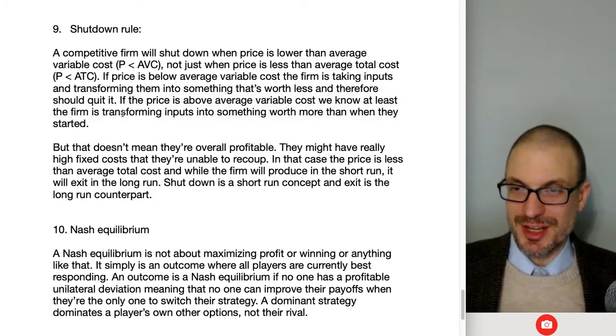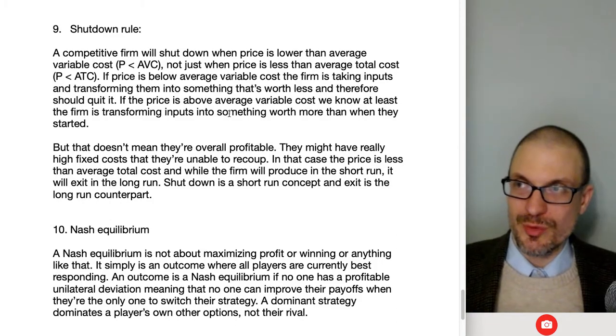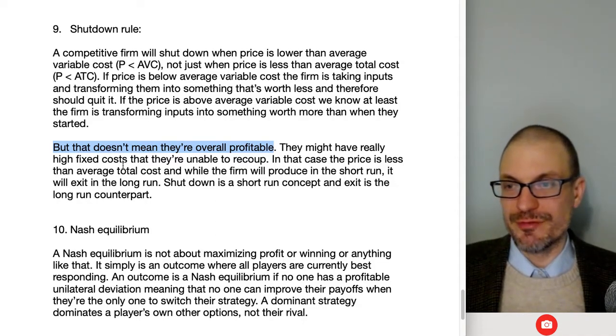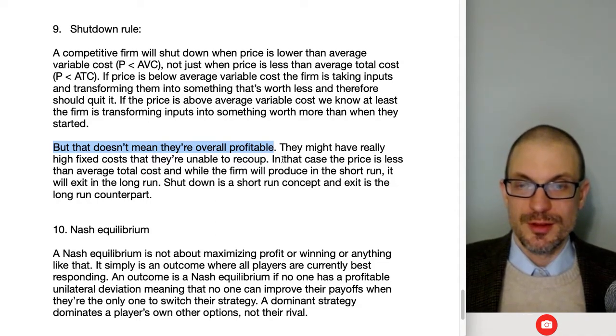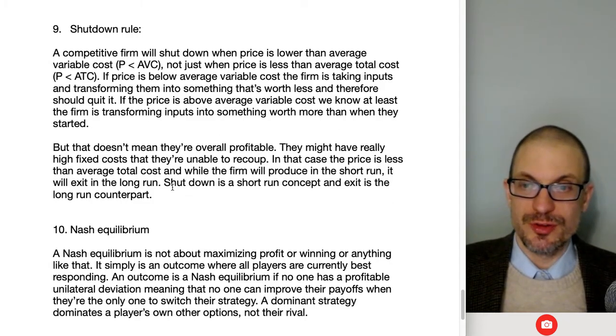So that's my comment here. Just because you're able to sell the cookies for more than what you paid for its ingredients doesn't mean you're going to be overall profitable, right? Could have really high fixed cost you're unable to recoup. So in that case, if the price is less than average total cost, the firm will produce in the short run, but it's got to exit in the long run, right?